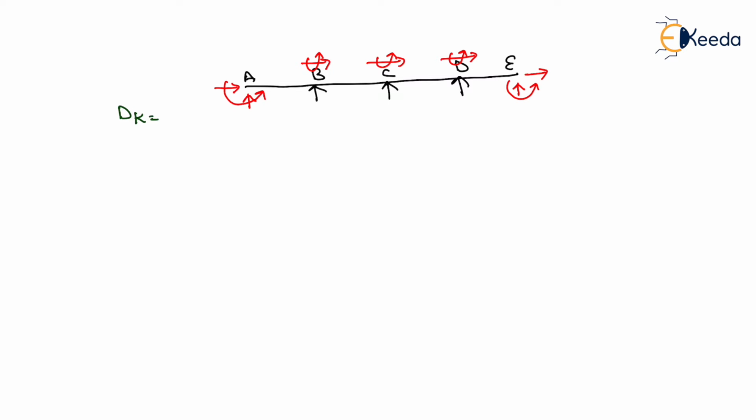Now what will be the kinematic indeterminacy? It will be equal to 3 at A, 2 at B, 2 at C, 2 at D and 3 at E. Now if we do the sum of these, 3 plus 2 plus 2 plus 2 plus 3, then it will be equal to 12.